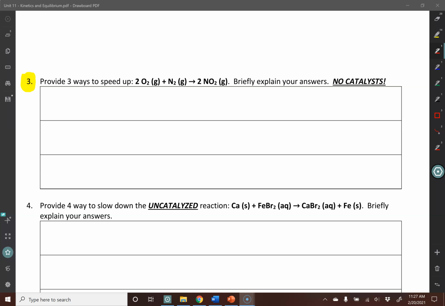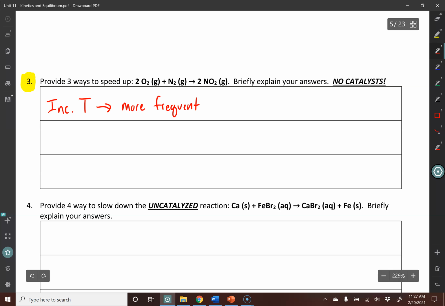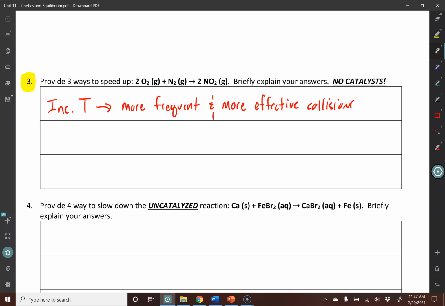My guess is one of the first things that came to mind for people is to increase the temperature. We know that by doing that, we'll have more frequent and more effective collisions. Those reactant molecules are going to be moving faster, so more of them will have enough energy to react, so more of them can have effective collisions. And because they're moving faster, they're going to be moving more randomly, which is going to lead to more frequent collisions. Another way to increase the rate of this reaction, because they're gases, is to increase the pressure.